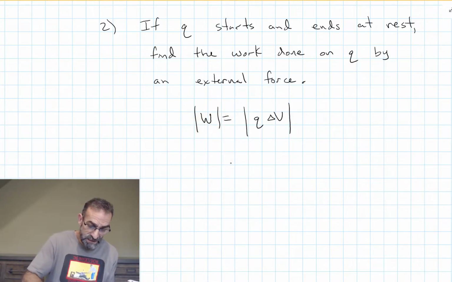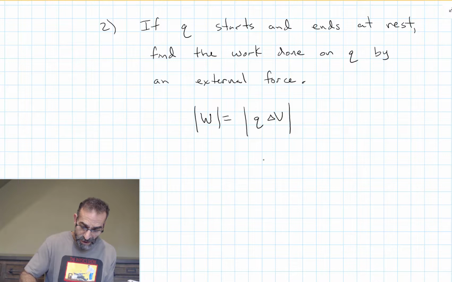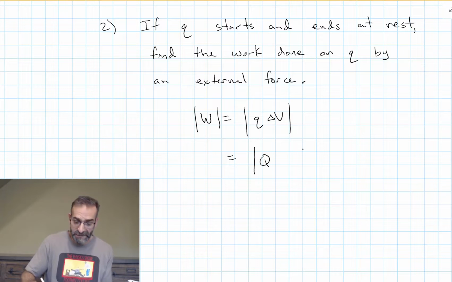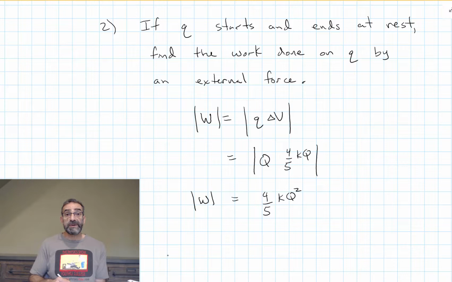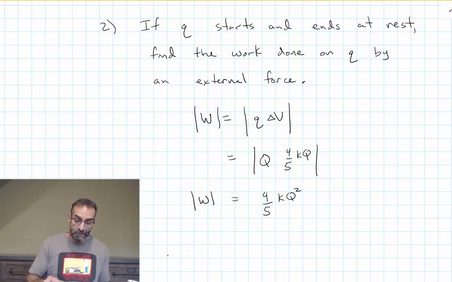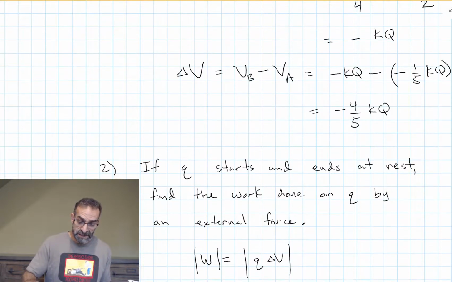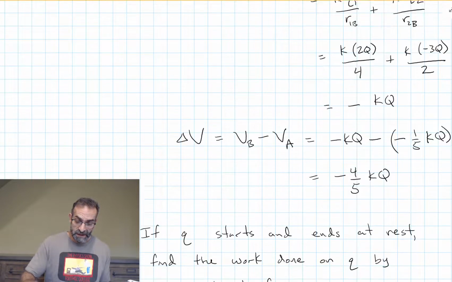We just found delta V. We said Q was positive Q, but we're just interested in the magnitude right now. I know that the absolute value of the work done is 4/5 kq squared. Now I have to figure out the sign. Let's go back and look at our situation one more time.